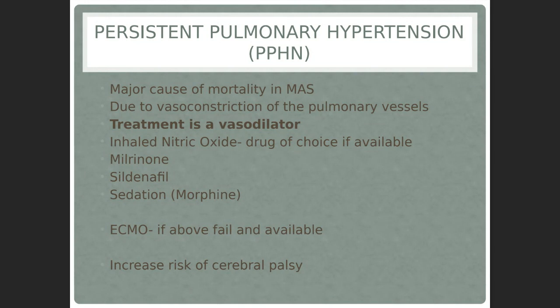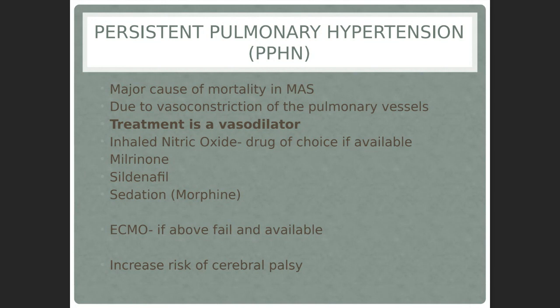The major complication of persistent pulmonary hypertension is that they can end up having chronic lung disease from the damage to the lungs. But the other major one is the risk of cerebral palsy. They have so much hypoxia, they can end up with a poor neurodevelopmental outcome if they do survive.